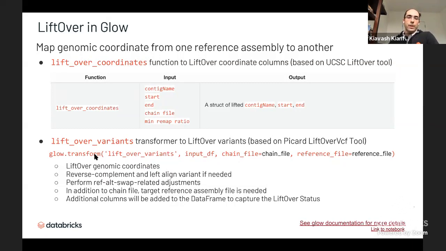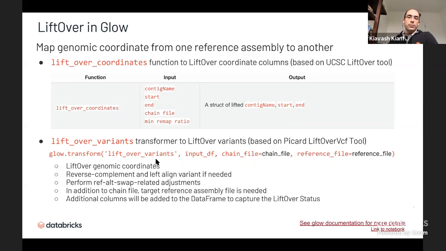So how it's used is the transform paradigm. Liftover variants is the name of the transformer you call. You give it an input data frame and some options. Options here are a chain file and a reference file. Chain file is, if you have done liftover, you're familiar with it, you need a chain file from a particular genome to another genome, and then you have a reference file, which is the target reference genome that you have. So you have to provide the path to this file and the path to this file.